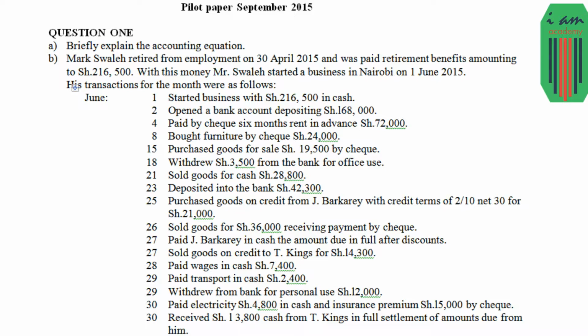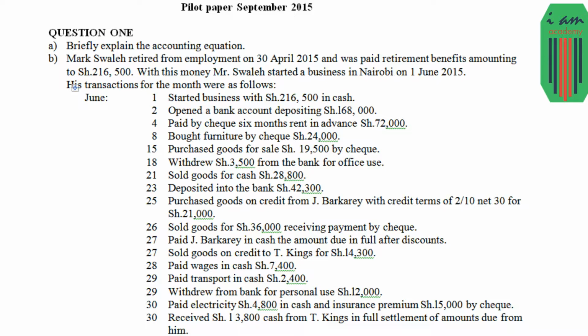On 2nd, opened a bank account depositing 168,000 shillings. On 4th, paid by check 6 months rent in advance amounting to 72,000 shillings. On 8th, bought furniture by check at 24,000 shillings. On 15th, purchased goods for sale at 19,500 shillings by check. On 18th, he withdrew 3,500 from the bank for office use.